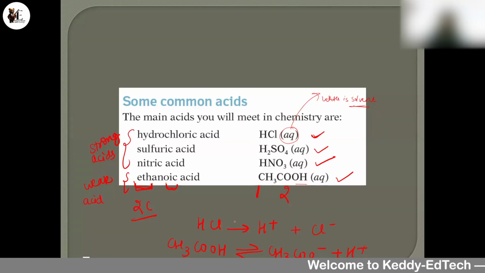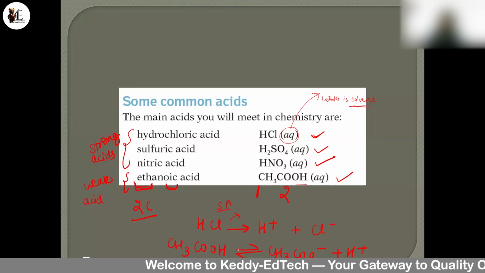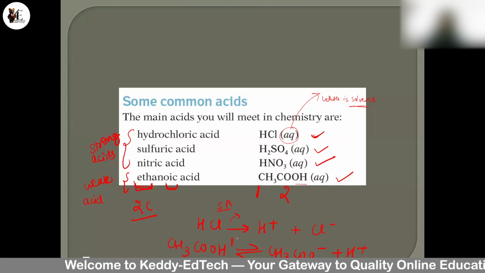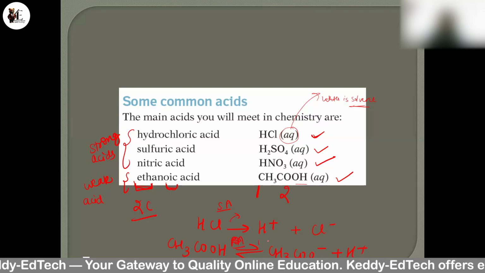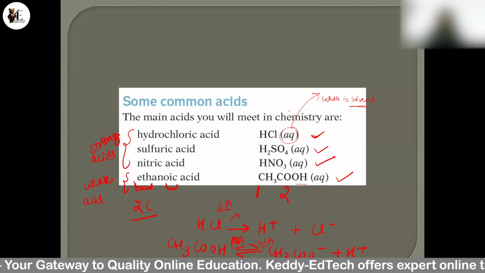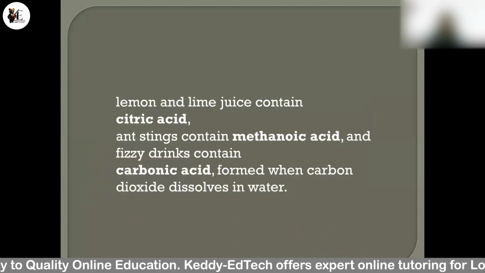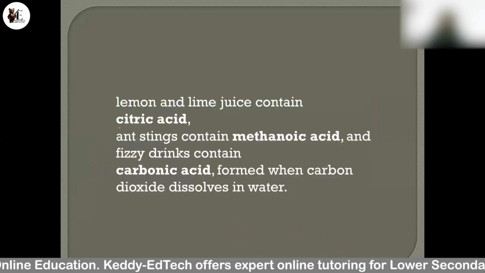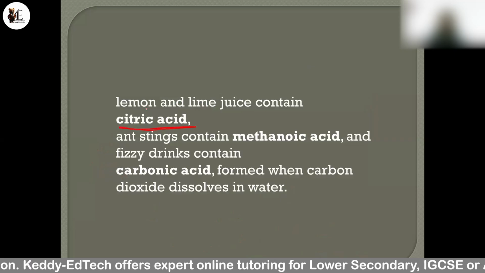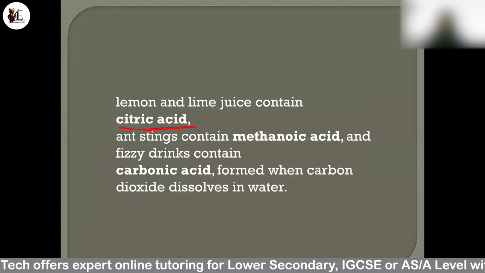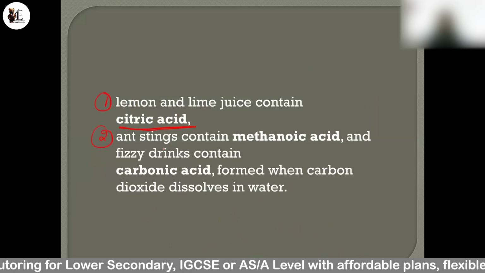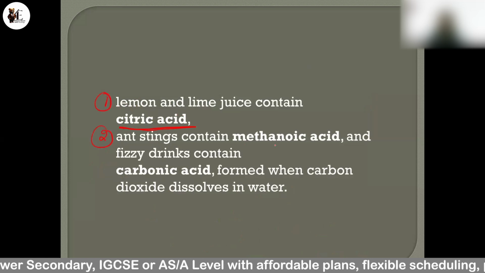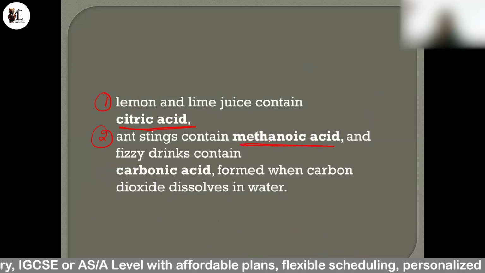If a single arrow is there, that means it is completely dissociated, which is a strong acid. And if there are two arrows, it is a reversible reaction, so it is partially dissociated. Sorry, it is a weak acid, WA. Okay. So the next thing is lemon and lime juice. It contains citric acid. Always remember, I'll ask in the test which acid lemon and lime juice contain. It contains citric acid. Then ant sting. Which acid does an ant sting contain? It contains methanoic acid.